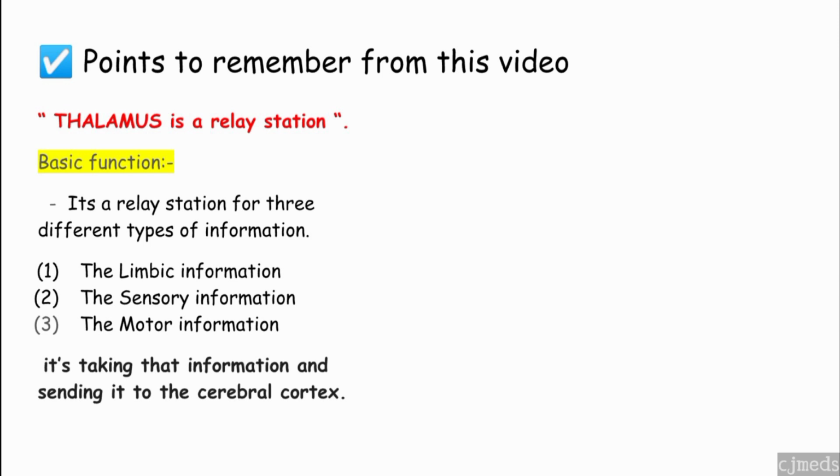Now let's start one by one and take a look at how the thalamus performs these functions and sends the information from these structures to the cortex.